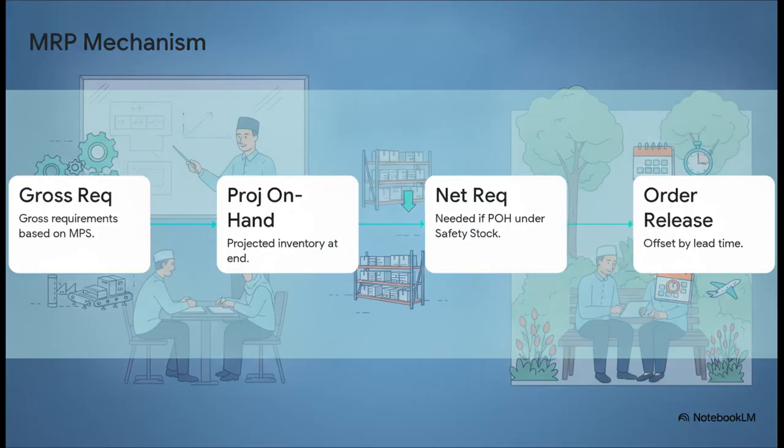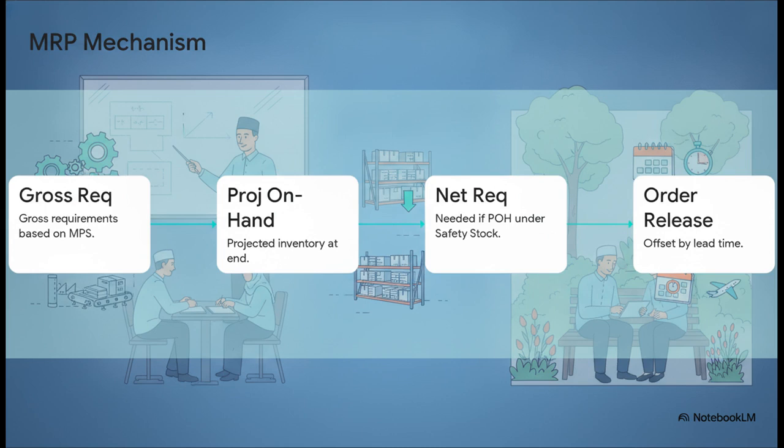Let's walk through how this builds a logical, mathematical sequence step by step. First, we figure out our gross requirements. That's the total amount of a component we need based on the MPS. Next, we check our projected on-hand inventory to see what's already sitting in the warehouse. Subtract what we have from what we need, and boom, we get our net requirements.